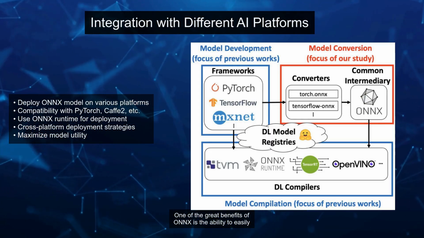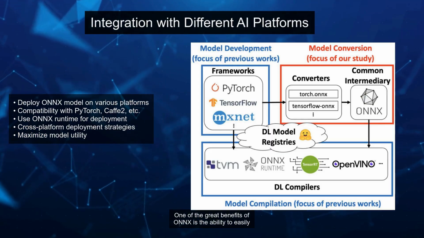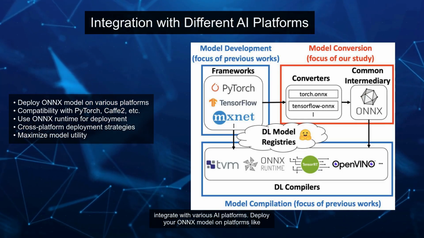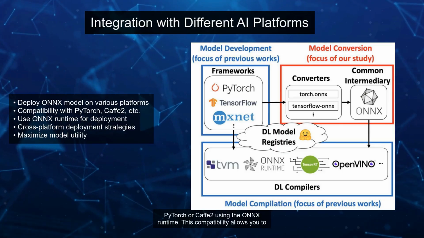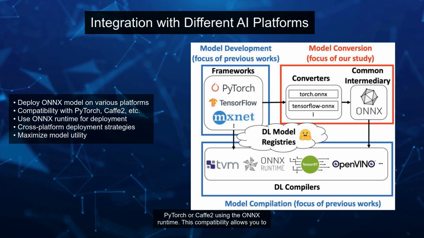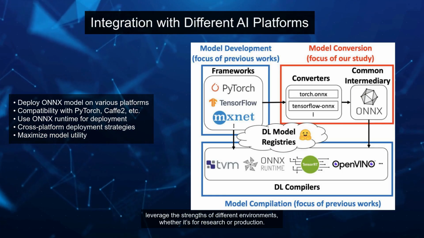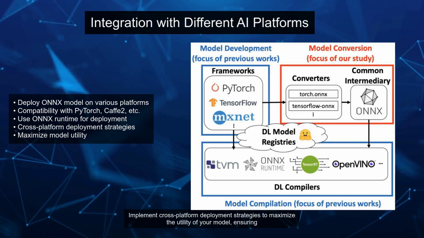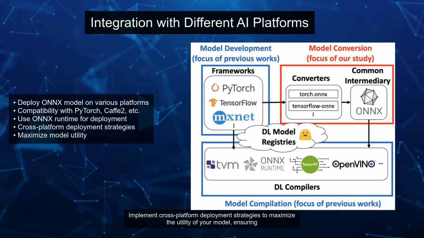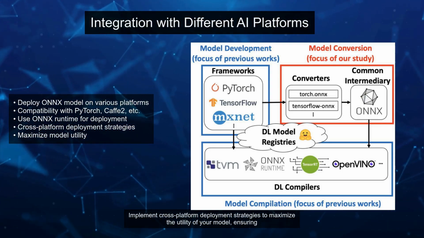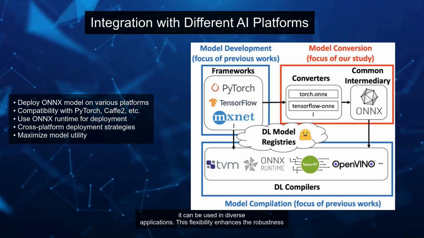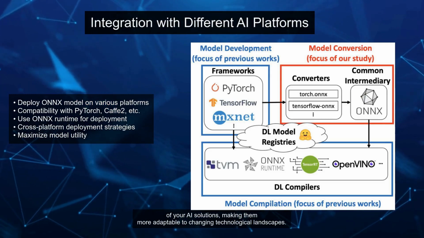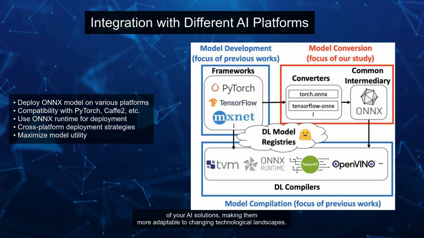One of the great benefits of ONNX is the ability to easily integrate with various AI platforms. Deploy your ONNX model on platforms like PyTorch or Caffe2 using the ONNX runtime. This compatibility allows you to leverage the strengths of different environments, whether it's for research or production. Implement cross-platform deployment strategies to maximize the utility of your model, ensuring it can be used in diverse applications. This flexibility enhances the robustness of your AI solutions, making them more adaptable to changing technological landscapes.